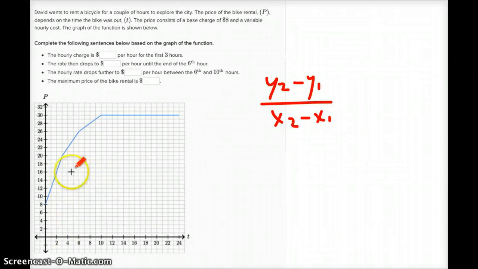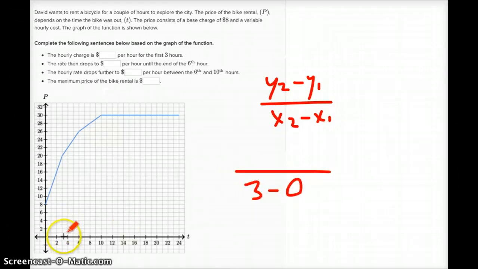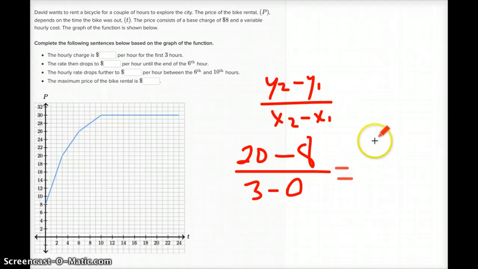And so here we'll have 3 minus 0, because that'll be the easiest for us to do right now, for the x's. So on the x we'll have 3 minus 0, and for the y, let's follow that up, so 3 is 20 minus 8, and so we get 12 over 3, and that gives us 4. So that means for the first 3 hours we have $4 per hour. The rate then drops to a lower rate per hour until the end of the 6th hour.